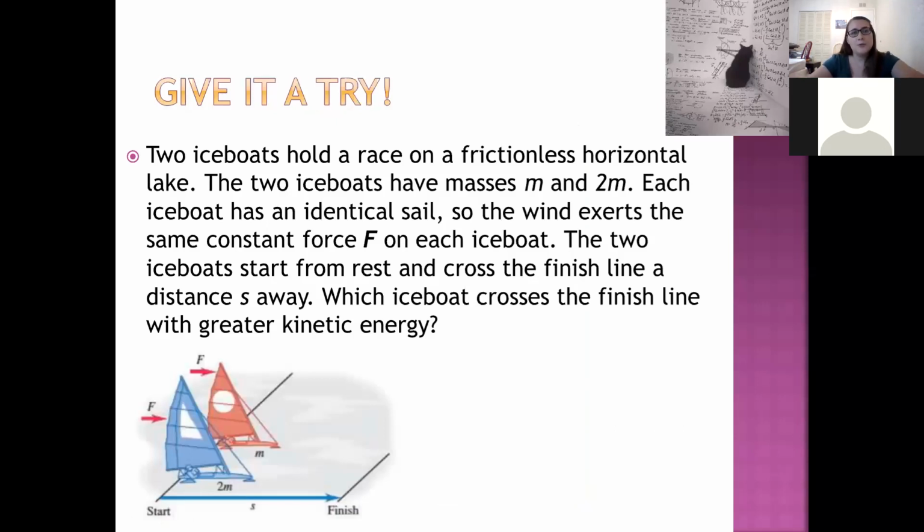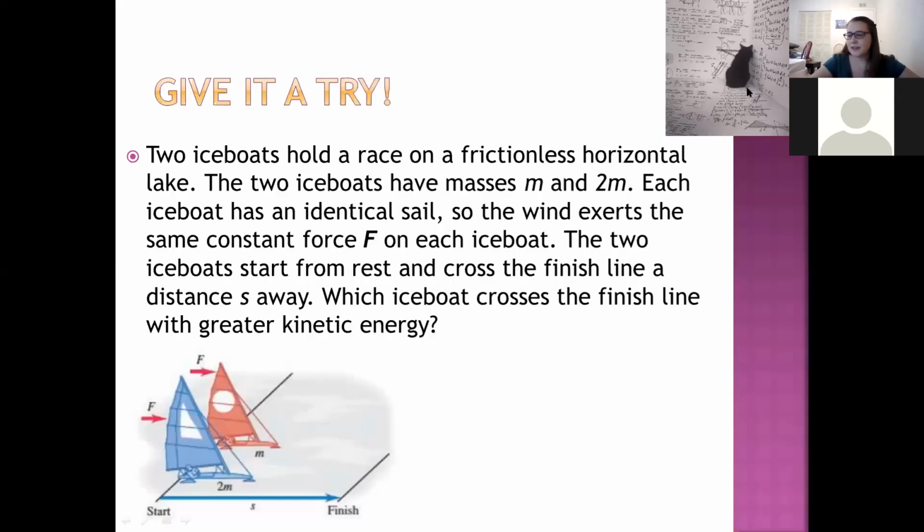So, here we go. Two ice boats hold a race on a frictionless horizontal lake. The two ice boats have masses m and 2m. Each ice boat has an identical sail, so the wind exerts the same constant force F on each ice boat. The two ice boats start from rest and cross the finish line a distance S away. Which ice boat crosses the finish line with greater kinetic energy? Take a second. What do you guys think?